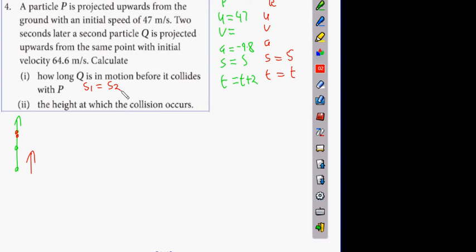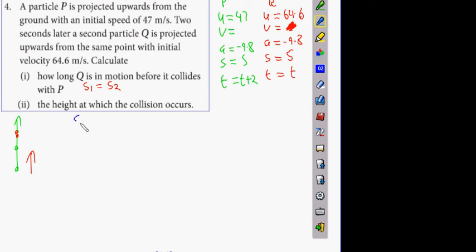It's a time question. Now, U for this one is 64.6. V we haven't got a clue. A is still minus 9.8. Sorry, V we don't know what it is. Now, what formula are you going to choose? UT plus a half AT squared.